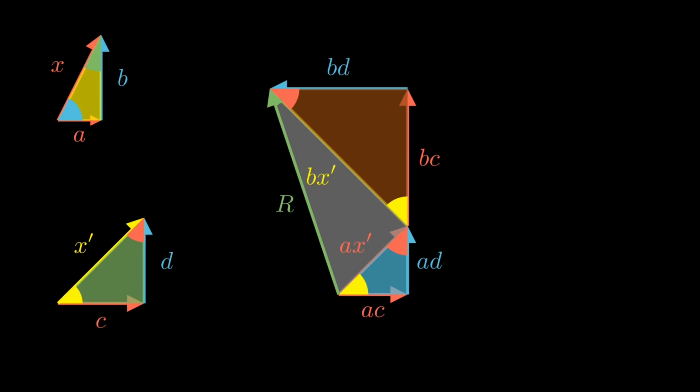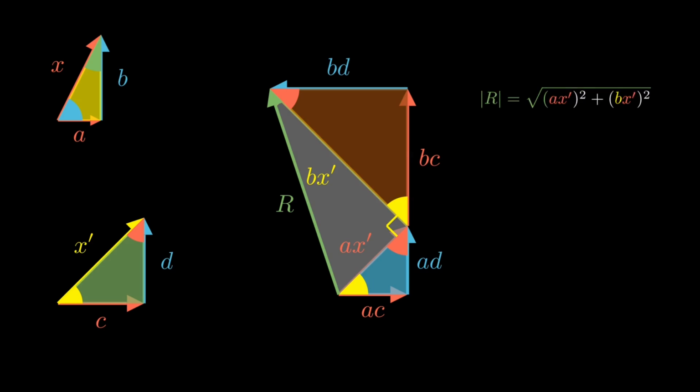To calculate this, we apply the Pythagorean theorem to the central gray triangle. But first, we need to confirm it's a right angle triangle. Looking closely at the green triangle, we see that the yellow and red angles add up to 90 degrees. The same holds for the red and yellow angles in the middle triangle, because matching colors mean equal angles. This tells us that the central gray triangle is indeed a right angle triangle. So now we can apply the Pythagorean theorem to find the length of r.